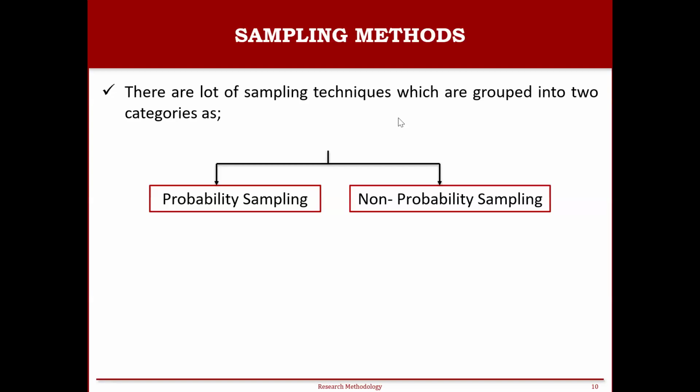There are several types of probability sampling, like simple random sampling, stratified sampling, and cluster sampling. So there are different techniques, and we will discuss them. And under non-probability sampling, as I told you earlier, not every individual has a known and equal chance of being selected. That is the difference between these two.